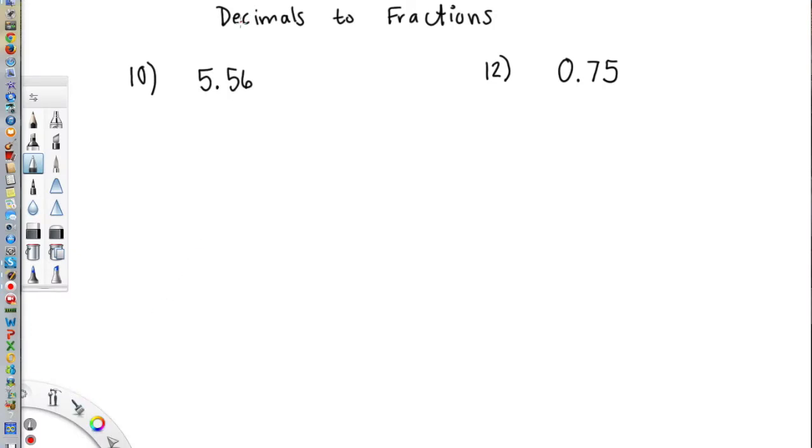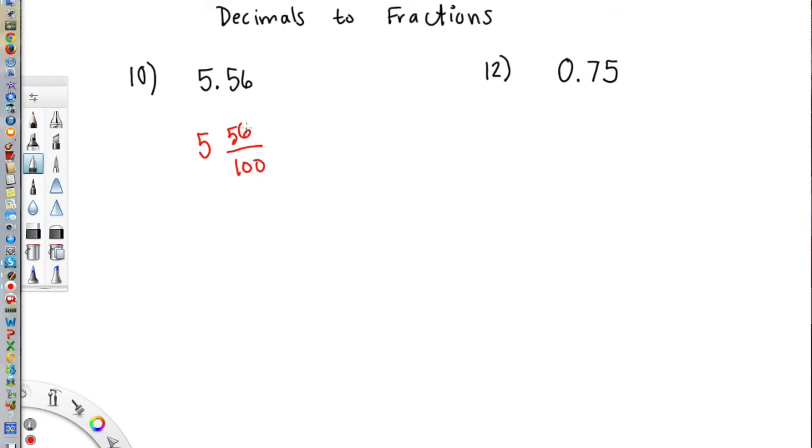Okay, the next type of problem we have, if we go down to changing decimals to fractions: first of all, just regular terminating decimals are extremely, ridiculously easy. All you have to do is read the decimal correctly. When I look at number 10 here, I have 5 and 56 hundredths. Did I say a fraction or did I say a decimal? I said both. I said 5 and 56 hundredths. I read it properly.